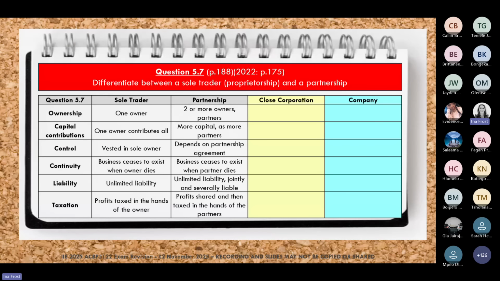But what I always tell my students to do is to take this question 5.7 and add on 2 extra columns and also answer all of those questions around the ownership and the capital contributions and the control for closed corporations and companies, because then you've got a nice comparison of all the different ownership forms in South Africa. The question might be, now, where do I find information to complete it for closed corporations and companies?